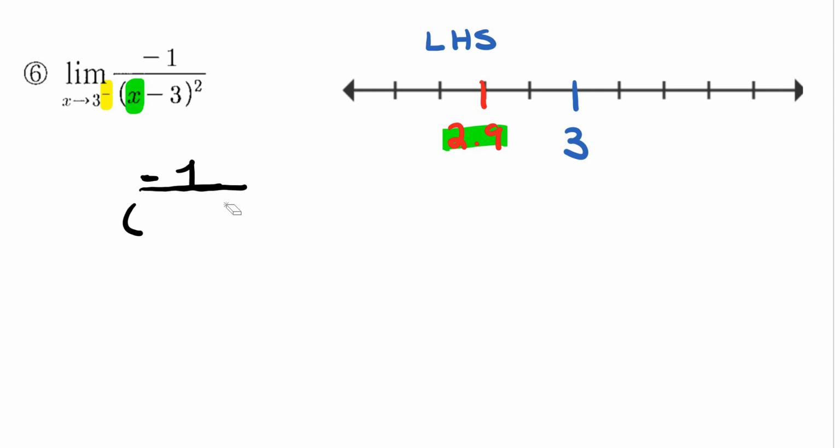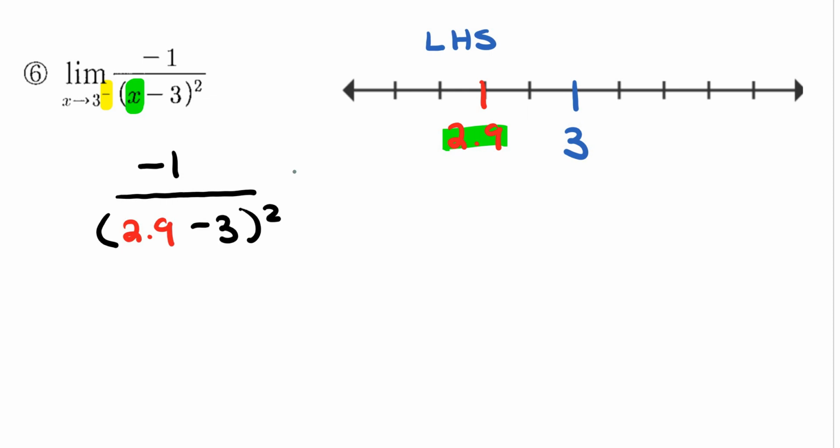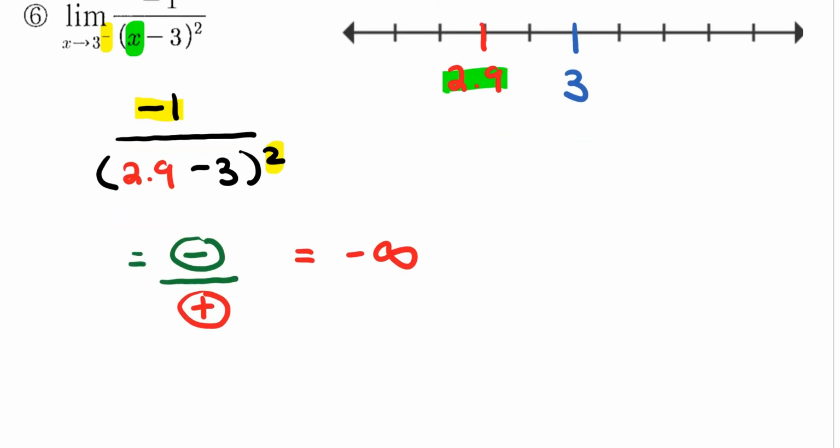So this is going to be, whoops, let me start all over again. So negative 1 all over, and then I have 2.9 minus 3, all squared. Well, the numerator is negative, right? But the bottom, because of this square here, is always going to be positive, right? So negative over positive is going to be negative infinity there. Okay, so that's it for that question.